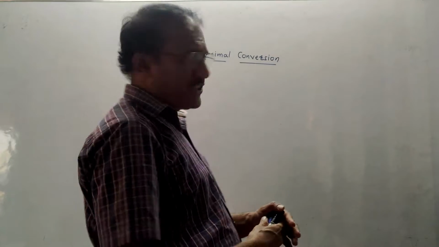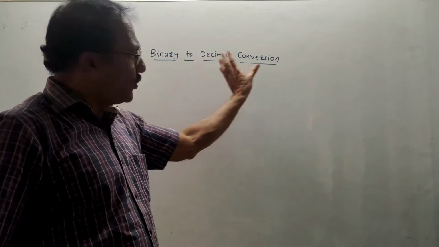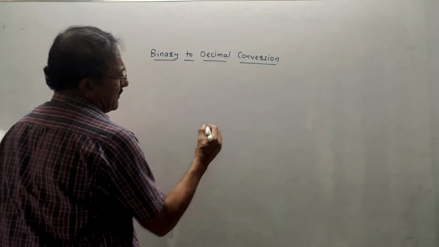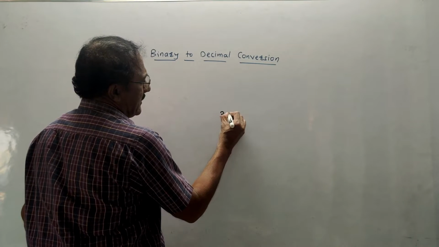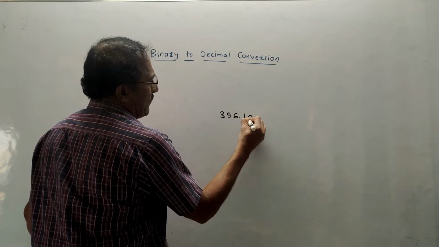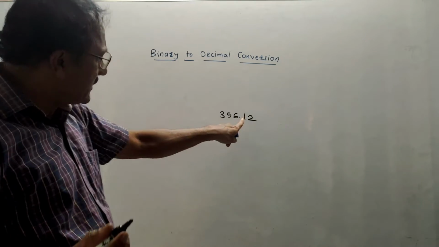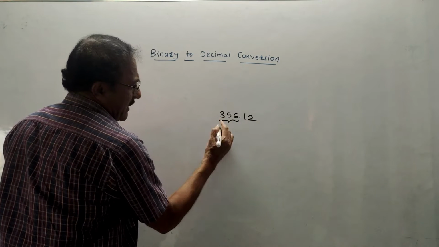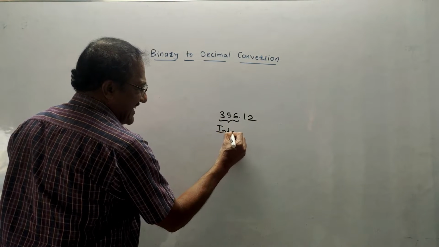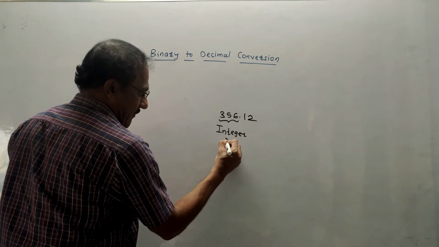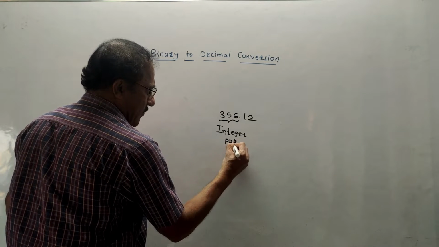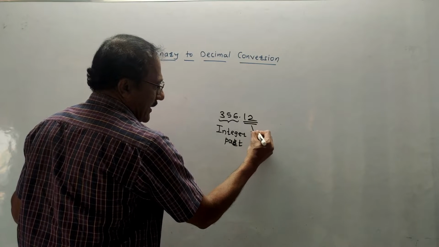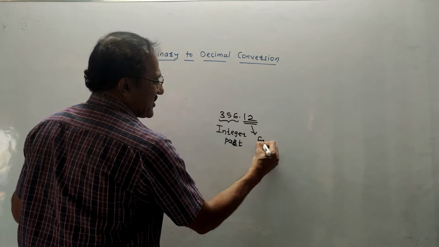The first type of conversion is binary to decimal conversion. Before starting any conversion, let us brush up one more concept. Suppose I write this number 356.12. Everyone is aware this is known as the decimal point. The digits before the decimal point are known as the integer part, whereas the portion after the decimal point, these digits 1 and 2, is known as the fractional part.